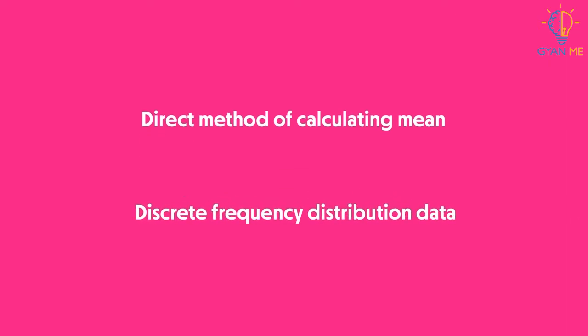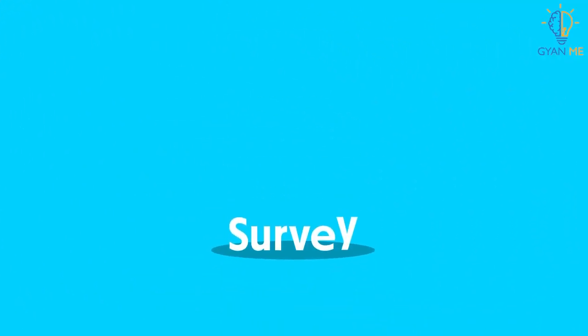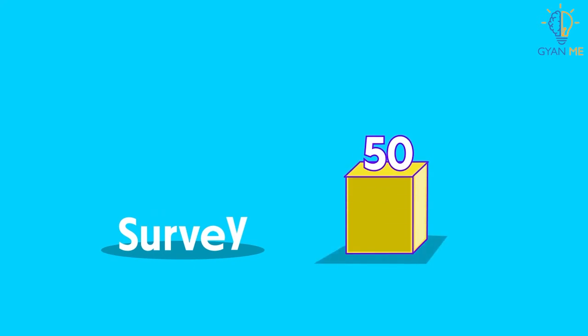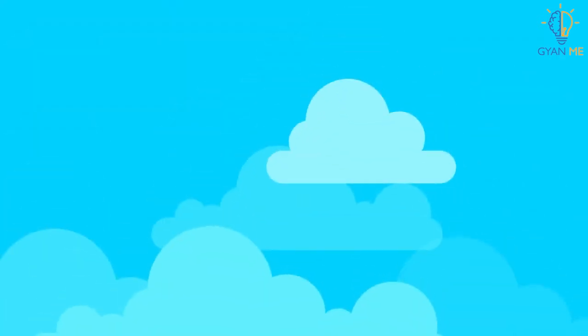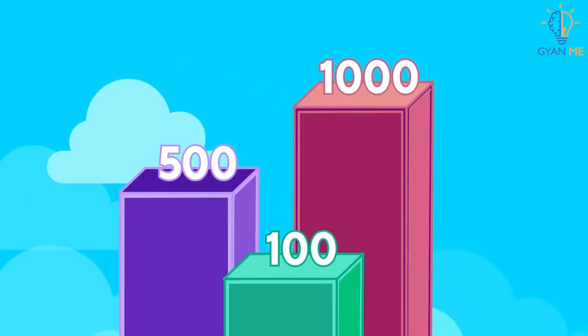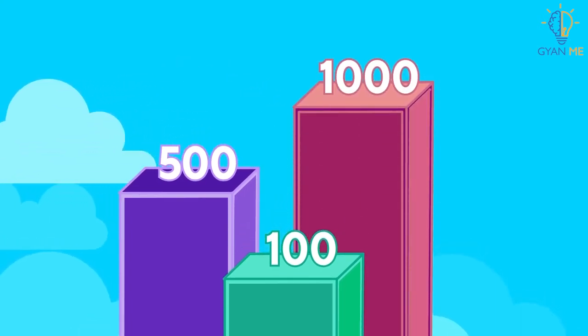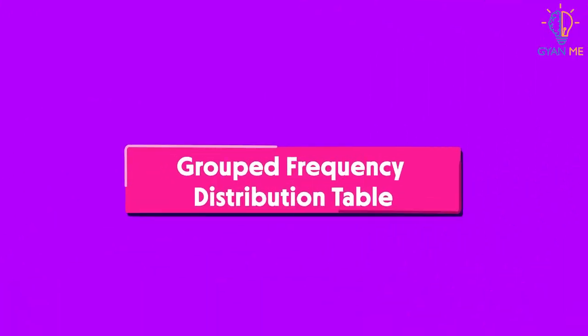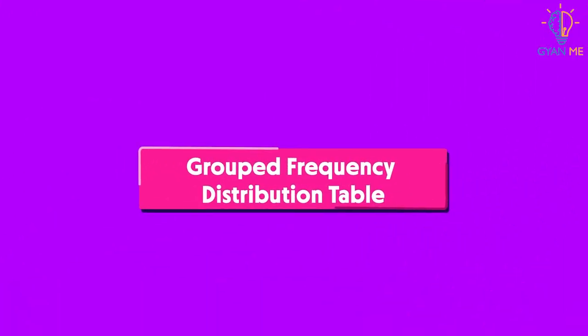and we calculated mean for discrete frequency distribution data. Now in real life situations, when we conduct any survey, data is usually even larger than this, say around hundreds, 500s and thousands. And to make the study of such huge data, we still need to condense it further in a smaller form. We can do this by forming a grouped frequency distribution table.